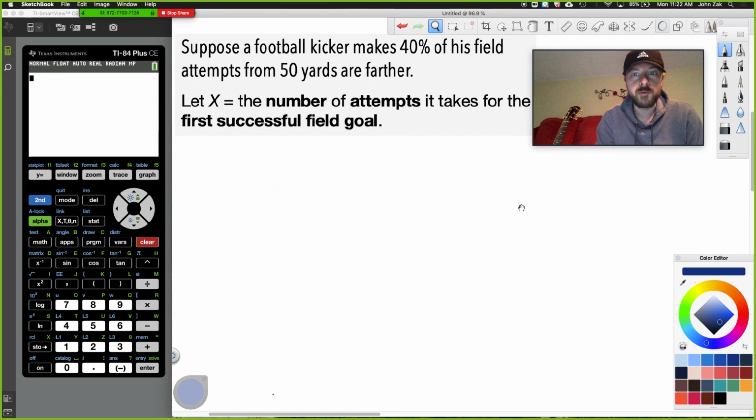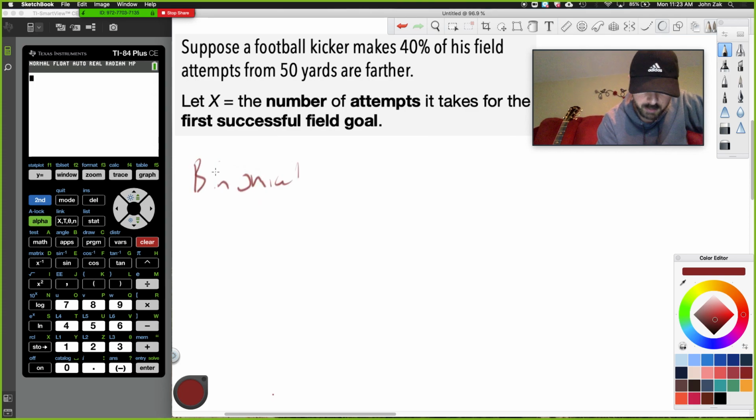Suppose we had a football kicker that makes 40% of his field goal attempts from 50 yards or farther. Let X equal the number of attempts it takes for the first successful field goal. When we first look at this, it might remind us of a binomial.